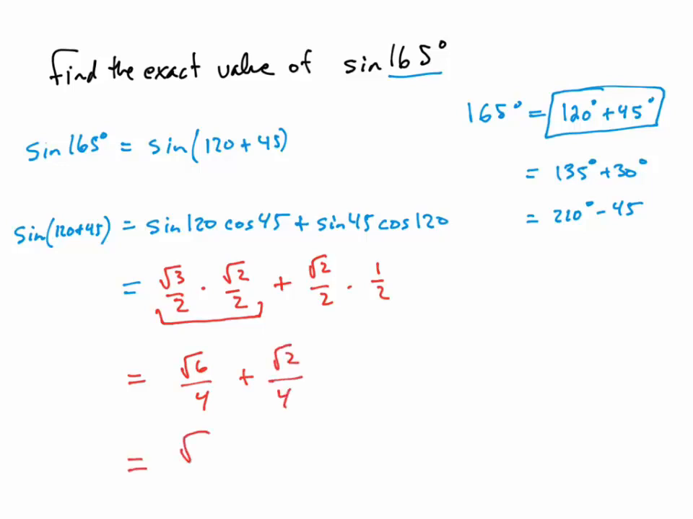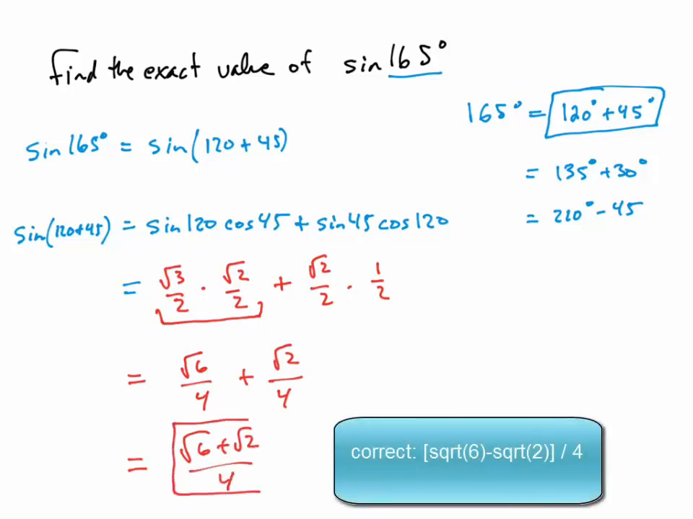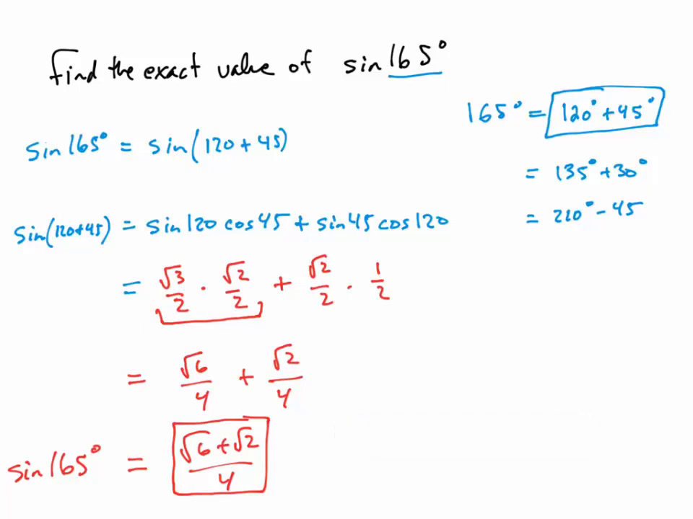Since I have a common denominator, we can write it like this. Don't add the root 6 plus root 2 and make that root 8. That is not correct. So what we'd say is that sine of 165 degrees is equal to root 6 plus root 2 divided by 4. And you can check this on your calculator. If you punch in sine of 165 degrees, make sure you're in degree mode, you're going to get some decimal approximation. And then if you evaluate root 6 plus root 2 divided by 4, you'll get the same decimal.